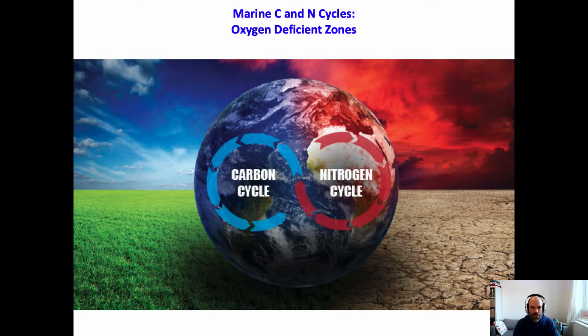Hello, Biology 3270, 5270. Today we are going to continue talking about the carbon and nitrogen cycles, and we will continue to use the ocean as our prime example. Specifically today we're going to focus on oxygen deficient zones of the ocean and the fun ways that the nitrogen cycle plays out in those regions of the ocean, and I'll explain what oxygen deficient zones are when we get there.